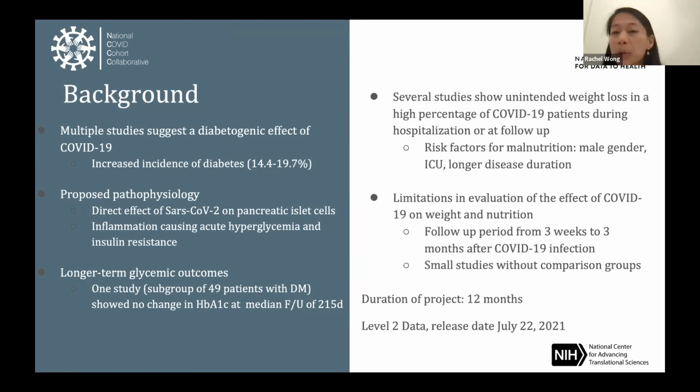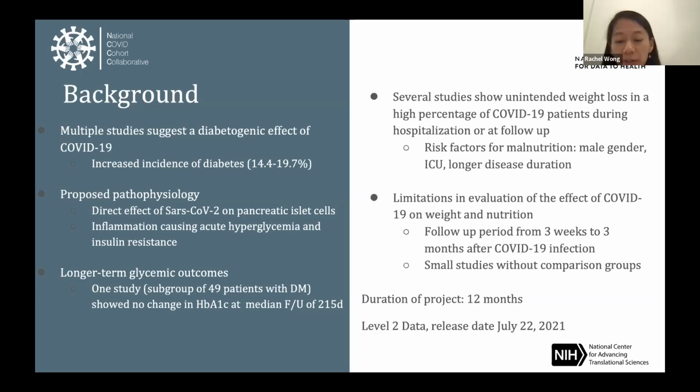With regard to weight, there had been several studies showing unintended weight loss in a high percentage of patients with COVID-19 during their hospitalization or at follow-up, with risk factors for malnutrition being male gender, ICU stay, or a longer duration of disease. But some of the limitations in these studies are that their follow-up period was from 3 weeks to 3 months after COVID infection, so it was in the acute or subacute follow-up period. And they were small studies without any comparison groups. So there were no controls of patients without COVID.